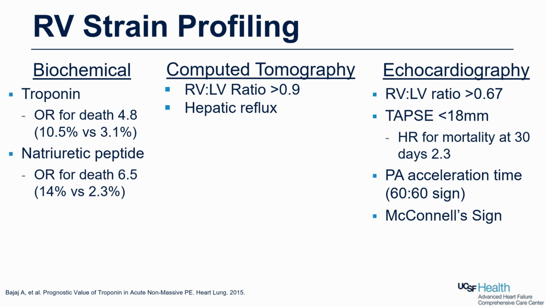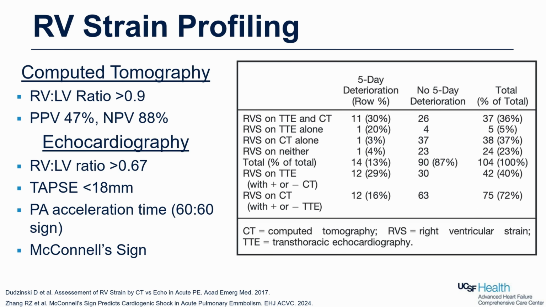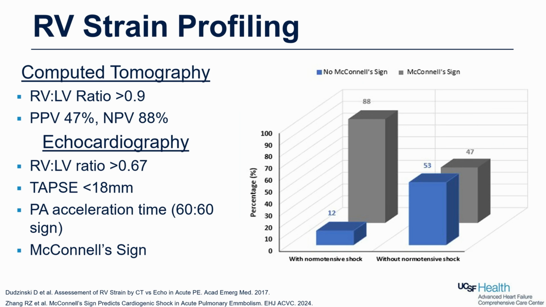Same thing for CT and echo, when you look at some studies of which patients are at risk for decompensation. When RV strain is identified, and you look at the top line of this chart, when both TTE and CT agree there's RV strain, only about 30% of these patients are deteriorating in front of us. Clearly not all of our patients need all of our attention and this minute-to-minute monitoring, but some do if we want to make a difference.